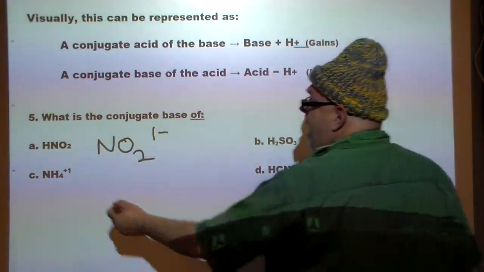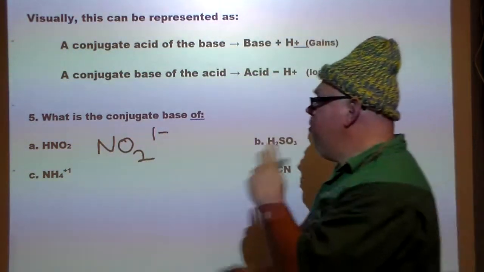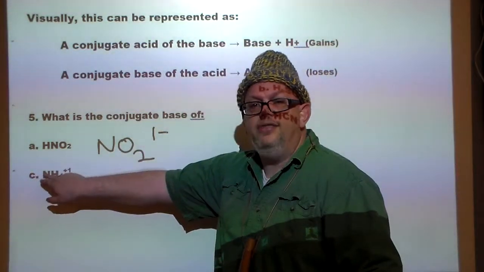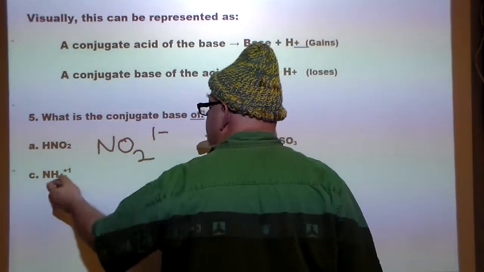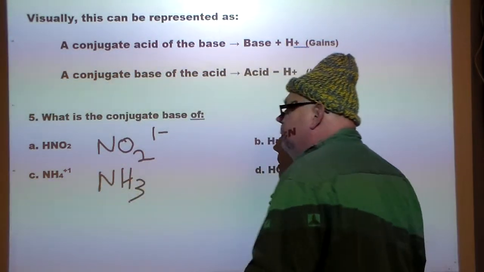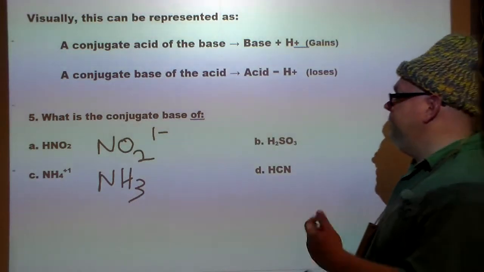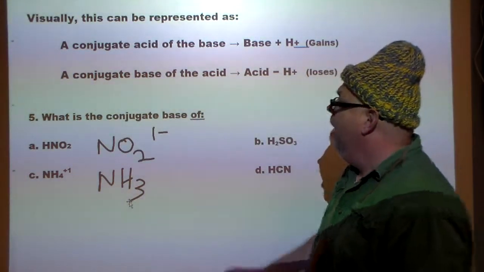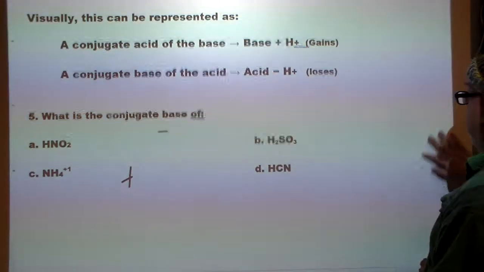If we look at NH4 with a +1, even though the hydrogen is not on the front like that, it still has a +1 charge. We can make that a conjugate base, and what that would be is NH3. It loses that hydrogen. Okay? All right, let's move on. Well, actually, I definitely need to move on.